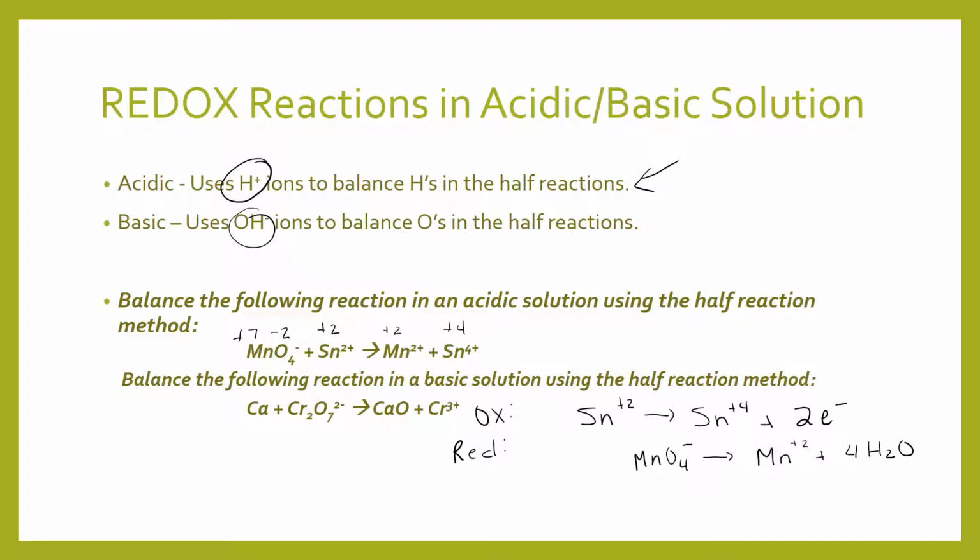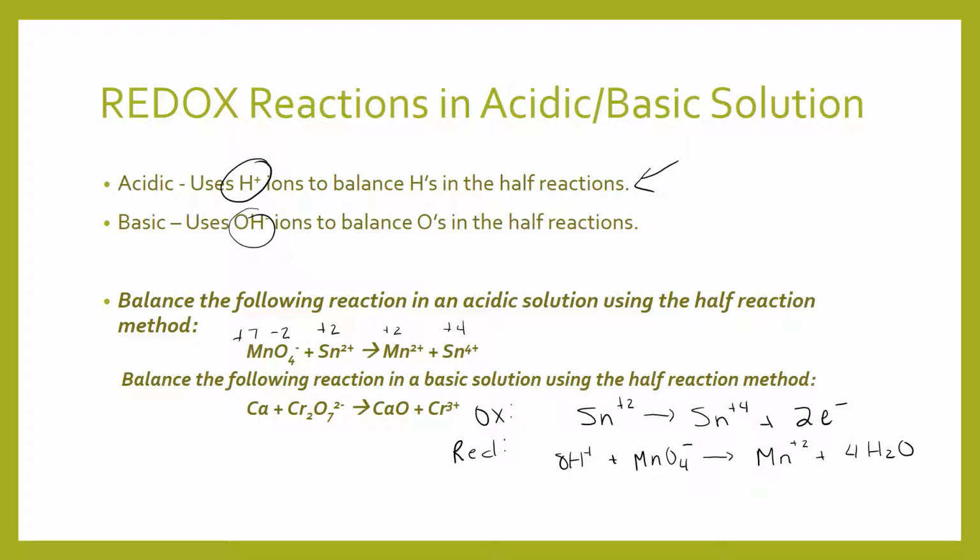My hydrogens, however, are not balanced. At this point, I have 4 H2Os, which is a total of 8 hydrogens. Given that this is in an acidic solution, I'm going to be adding H+ ions. I've added 8 H+ ions to balance out my overall hydrogens.